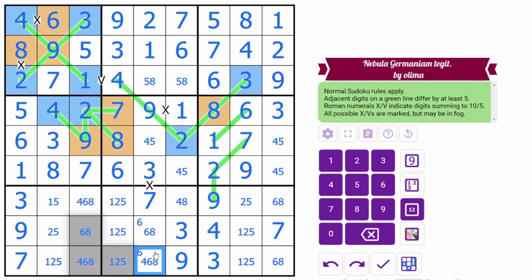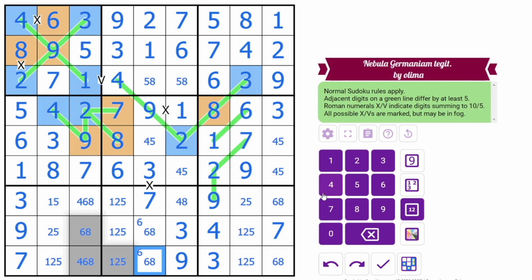This cannot be 6, 4, right? So if this is 4, this has to be 8 and then this cannot be anything. Is that correct? Right? If this is 4, this cannot be 6, this has to be 8 and then there is nothing else. This cannot be 4. 6, 8, 6, 8.